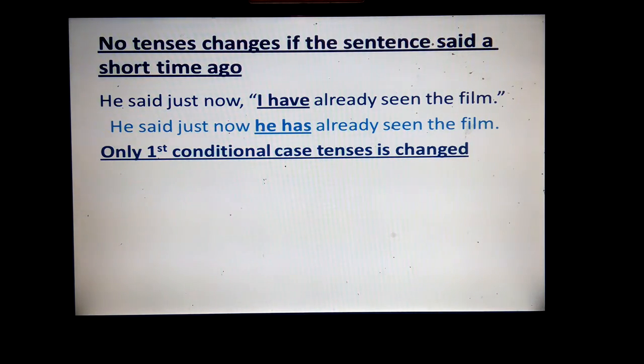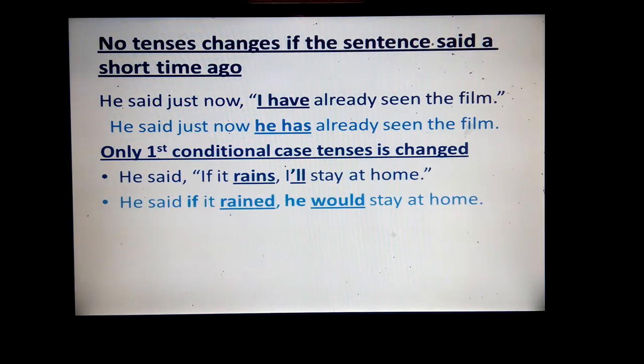Because I can see here "just now", meaning a short while ago, I use "he has" instead of "I have". Only the first conditional case has its tenses changed. Only the first conditional, with "if", has a change; the other cases stay as they are. He said, "If it rains, I'll stay at home."